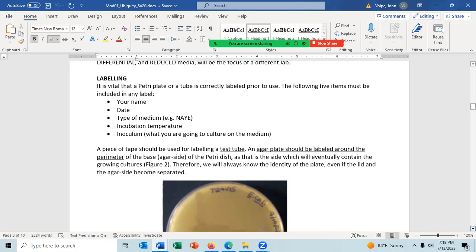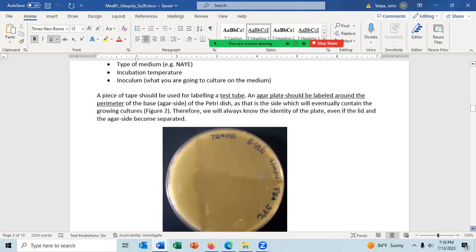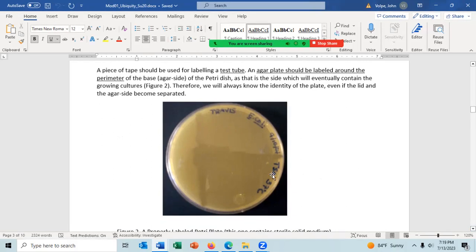On a test tube, you normally write that all on a piece of tape and then attach it to the test tube. On an agar plate, you write it on the bottom of the plate and you write it around the edge of the plate. So Travis is the name of this individual. E. coli is what they're growing. This is the date. I can't read that, but it's probably 2009 or something like that. And then the media is TSA. And then the temperature is optional. And this person has chosen to put that on there. And it was grown at 37 degrees Celsius.